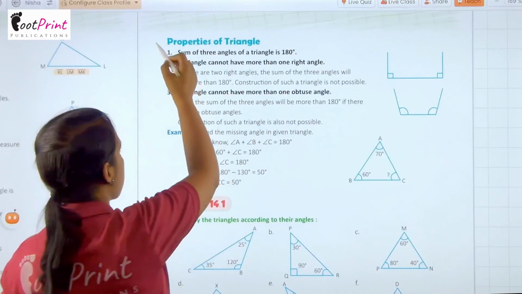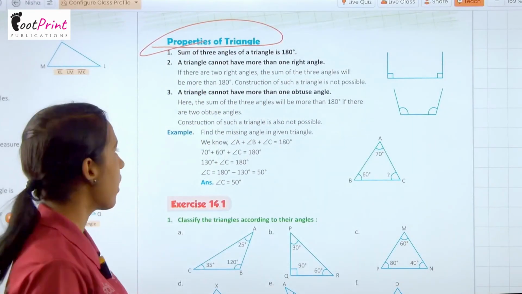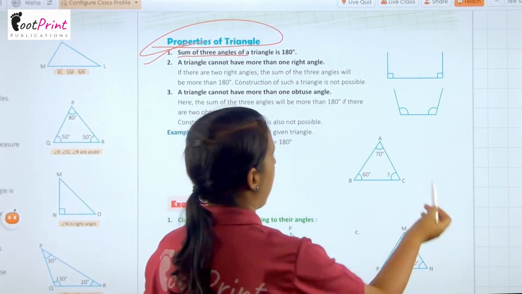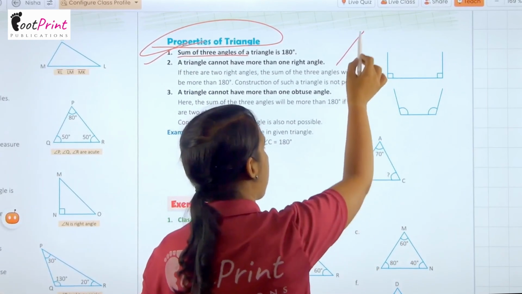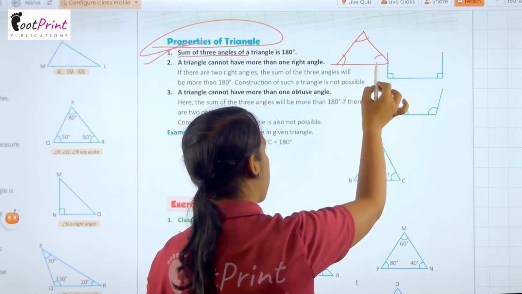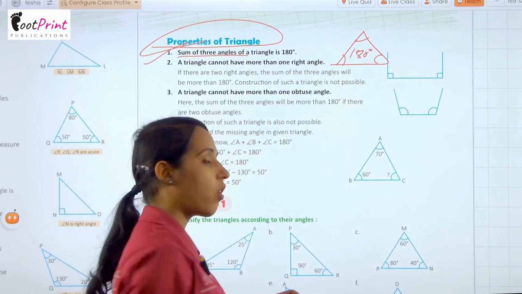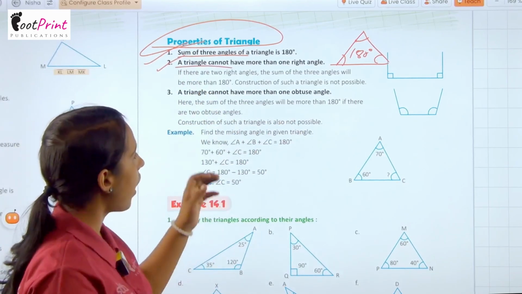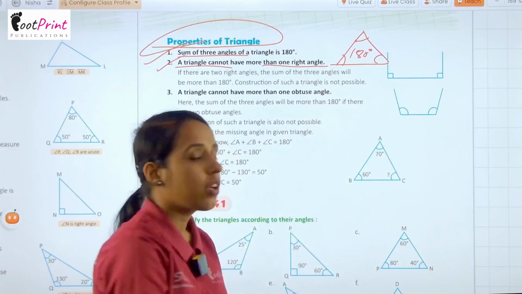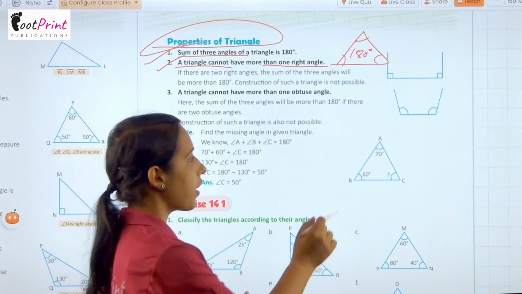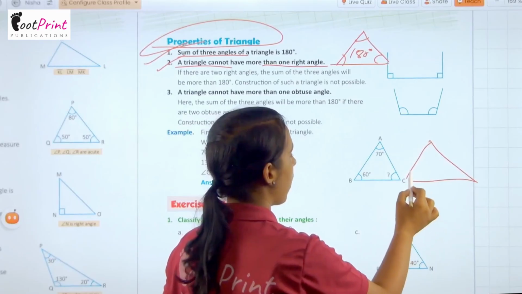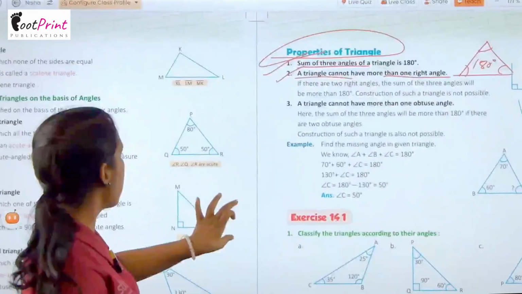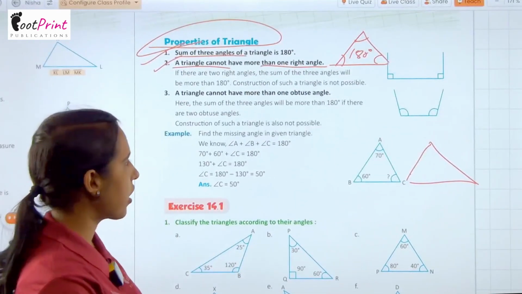Next one is properties of a triangle. We have some properties of triangles. Let's see. First one is the sum of three angles of a triangle is 180 degrees. A triangle can be formed only when the sum of its three angles is 180 degrees. Second property is a triangle cannot have more than one right angle. A triangle can have only one angle of 90 degrees, not more than that. As we saw here, one is 90 degrees and the rest are acute angles.